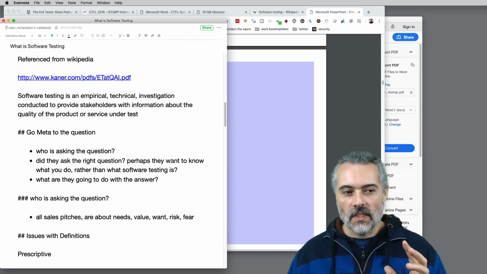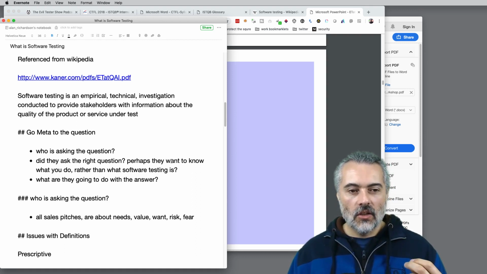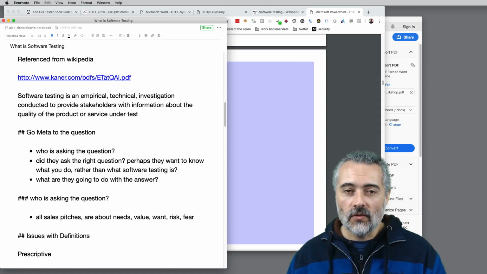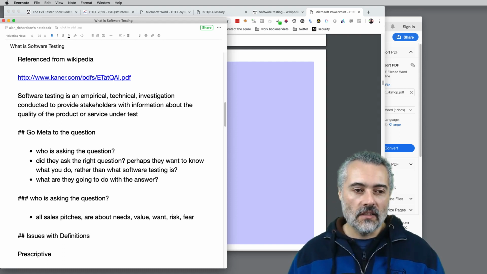And also, we have to consider, did they actually ask the right question? Because what is it that they want to know? Perhaps they want to know what you do rather than what software testing is, because those can be different things. And what are they going to do with the answer? That's important to how you answer that question.